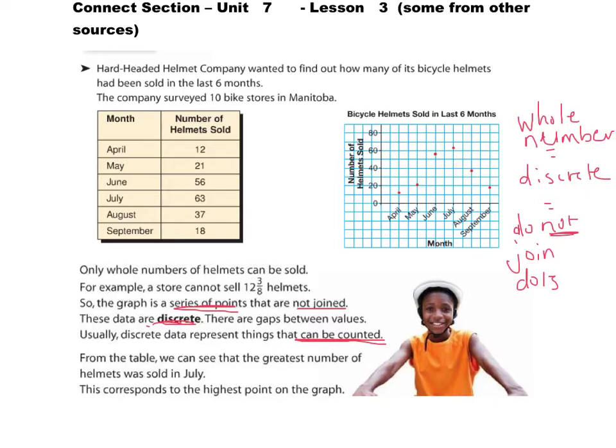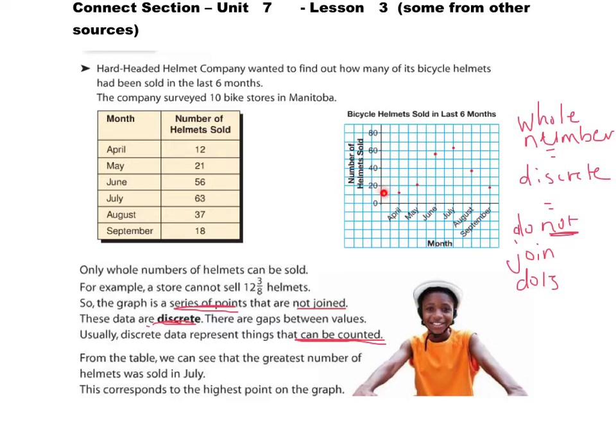They've done a good job in graphing. They have a very specific title, number of bicycle helmets sold in the last 6 months. Here they have the month, and each of the months is a line. Remember, we want it to be a line, not a space. The number of helmets sold, we go up to 63 as our highest. So they've decided to count by 20s. I probably would have counted by 10s just to make it more specific, but 20s is fine.